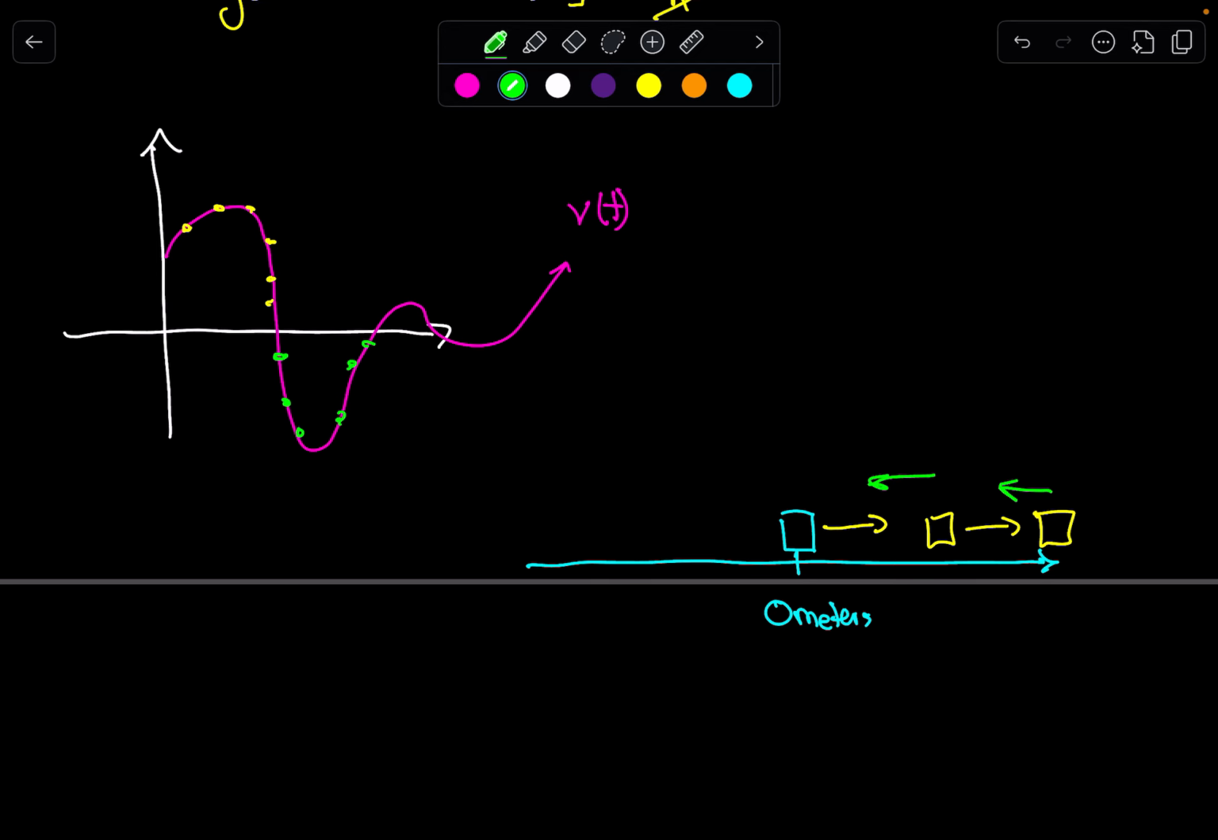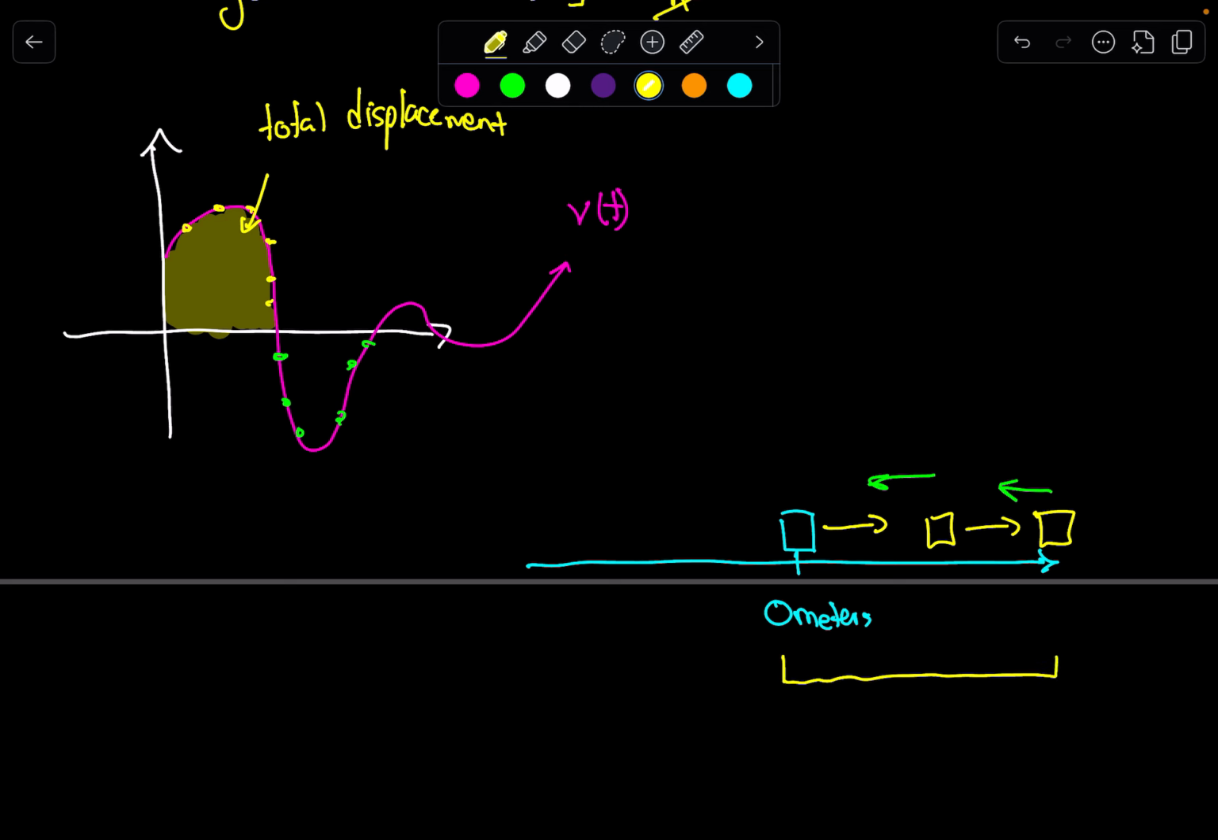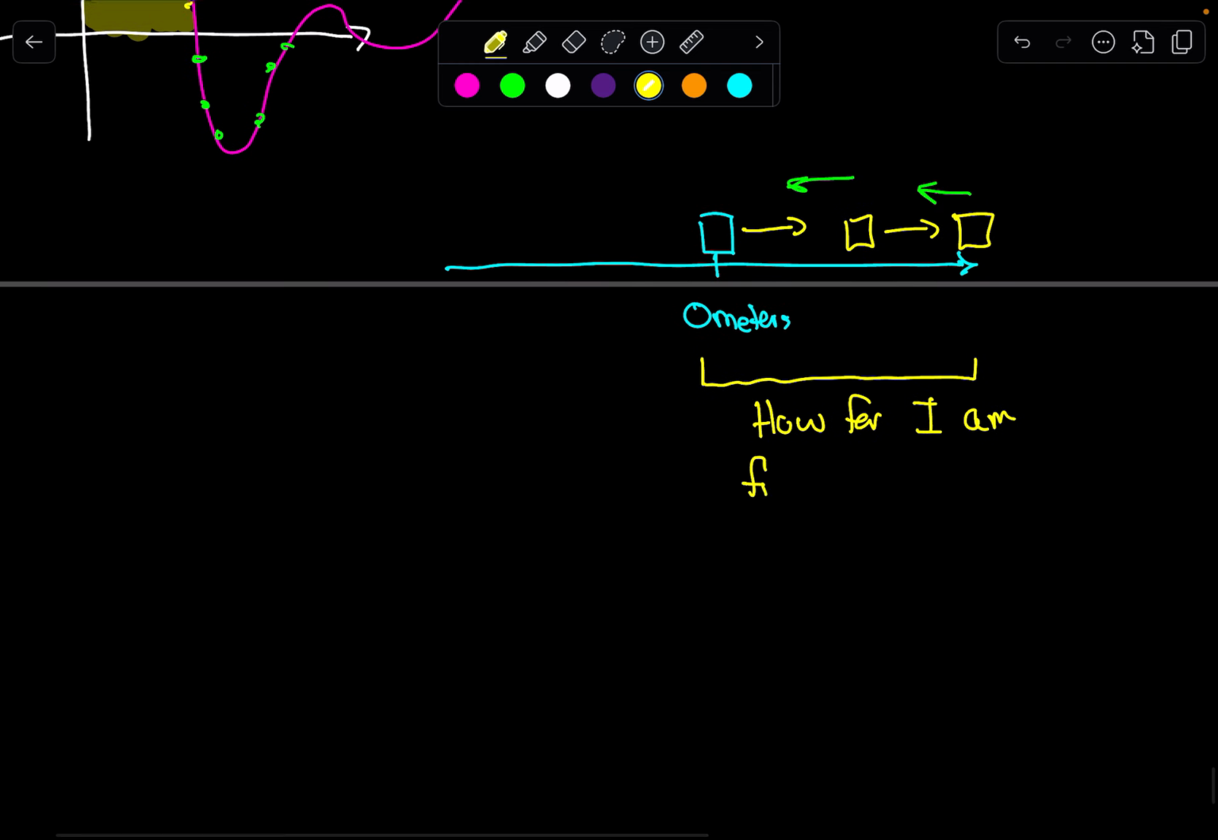And so if this shaded region here kind of represents your total distance, or excuse me, your total displacement, okay? Your total displacement, right? Well, if I just look at that top bit, that's basically going to tell me how far I am from where I started.